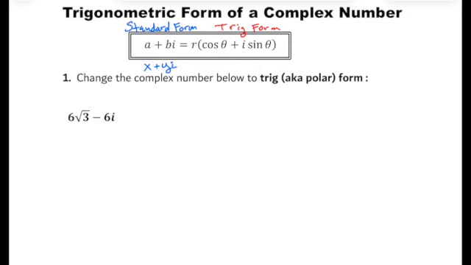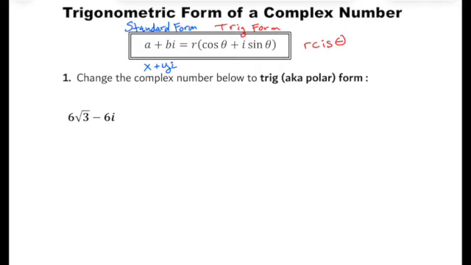Sometimes in engineering they do enough with this that they'll abbreviate r cosine theta plus i sine of theta as r cis theta. They do a lot of work with that. But right now let's just talk about how to change things from standard form into trig form. So our first example here is 6 root 3 minus 6i. And we're going to approach these as if we have no calculator for the first two examples.